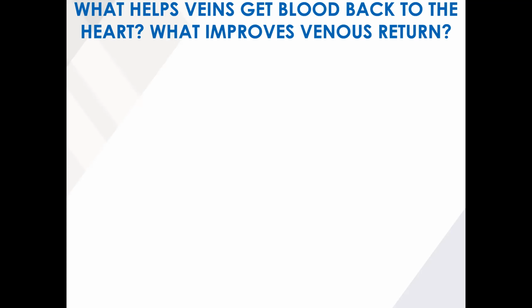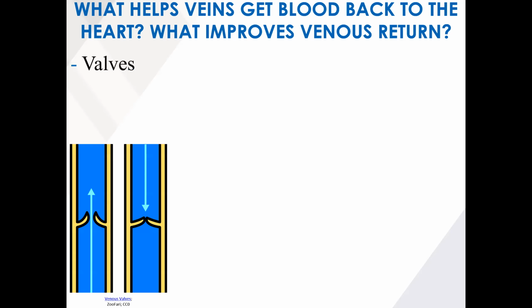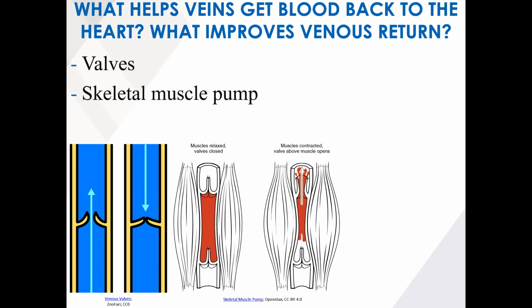All right, what helps veins get blood back to the heart? What improves venous return? Three things. Valves, absolutely. One-way flow, right? Unidirectional flow. Skeletal muscle pump, perfect. Veins are not going to be able to stay open when a skeletal muscle around them is contracting, so it just squeezes them shut and pushes blood forward. That works real well with the valves because the valves allow for one-way flow.